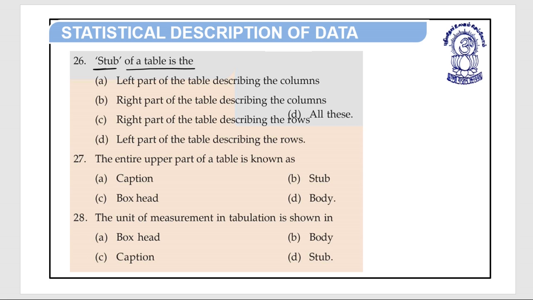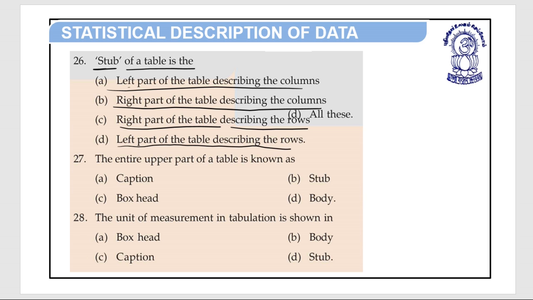The stub of a table is the left part of the table describing the columns, the right part of the table describing the columns, the right part of the table describing the rows, or D, the left part of the table describing the rows.